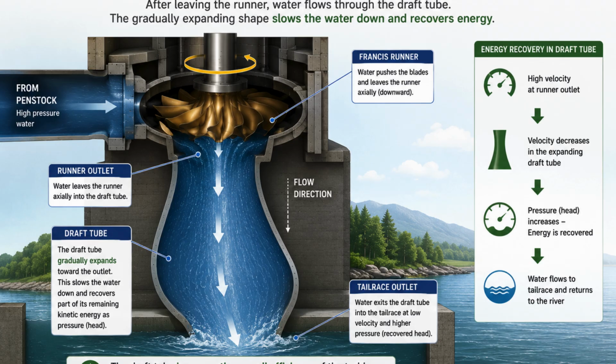The water isn't consumed in this process. After passing through the Francis runner, it enters a component called the draft tube. The draft tube helps recover part of the remaining kinetic energy and carries the water toward the tail race. From there, the water returns to the river downstream. The same water has transferred part of its available energy to the turbine without being burned as fuel.